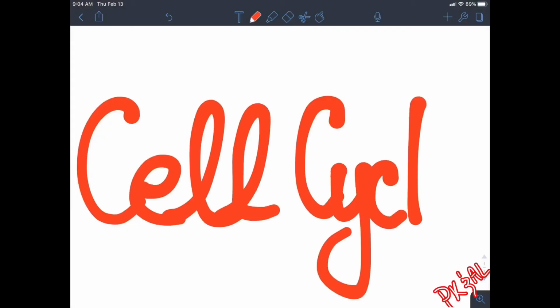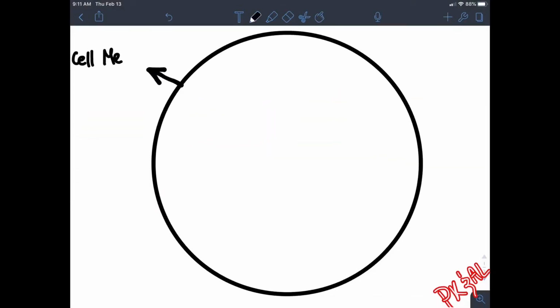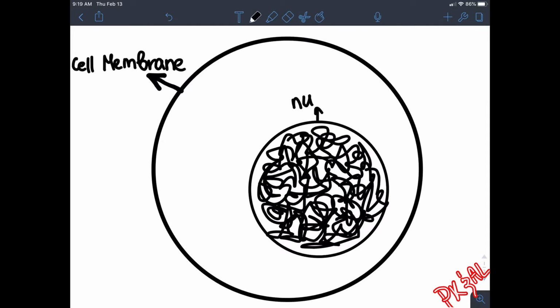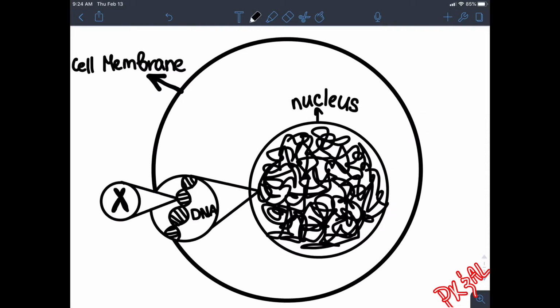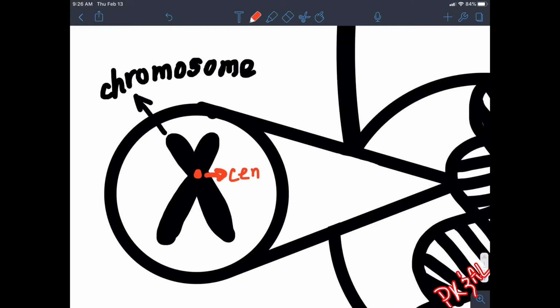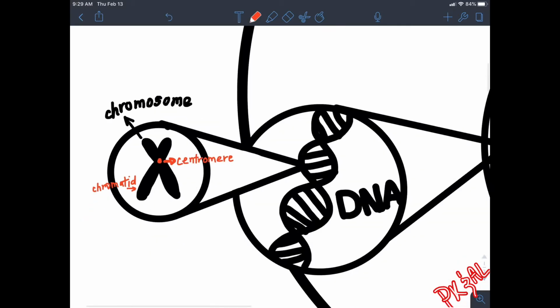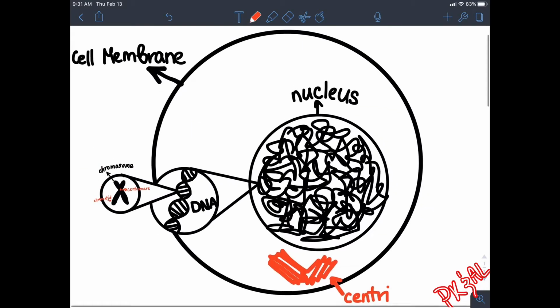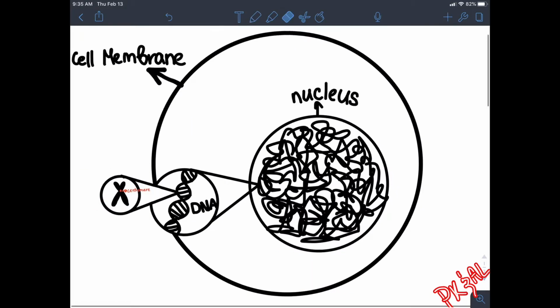This is the cell cycle. The biggest and outermost circle is the cell membrane. The circle inside of the cell membrane is the nucleus. Inside the nucleus there are strands of DNA arranged into chromosomes. Chromosomes are comprised of chromatids being held together by a centromere. Towards the bottom of the cell are organelles called centrioles.